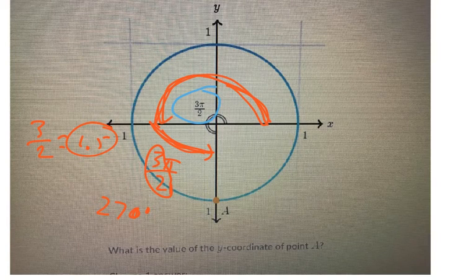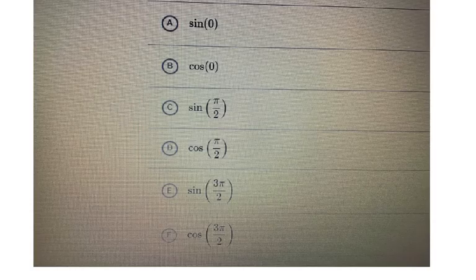So, anyways, they want point A. They want the y coordinate. Remember, cosine is x, sine is y. They want the sine of A. They want the sine of 270. Okay? So, if you look at your choices, I'm going to do the sine of 270. Remember, that's 270. 3 pi over 2. I'm going to pick E.